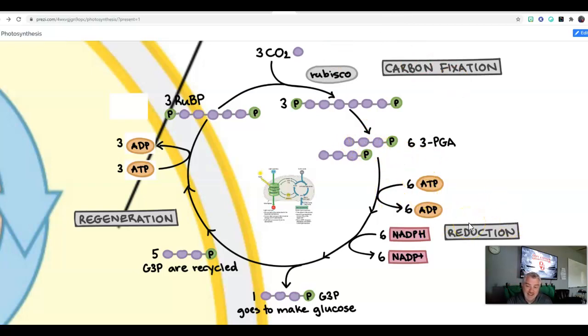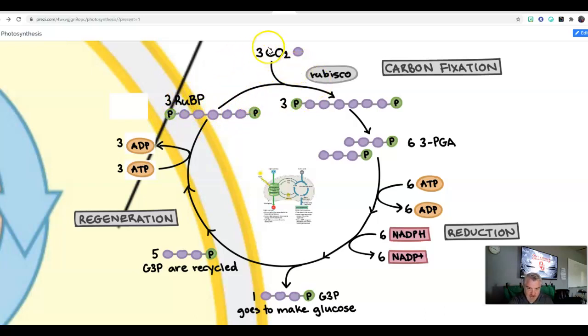Remember, reduction is the gain of electrons. Electrons are going to get passed to that 3-carbon molecule, and ATP is going to be used to form what's called G3P, which is a 3-carbon molecule. It's going to take 2 G3Ps to form a glucose, which is a 6-carbon molecule. Okay. Then the remaining. Now, one thing I wanted to mention here.